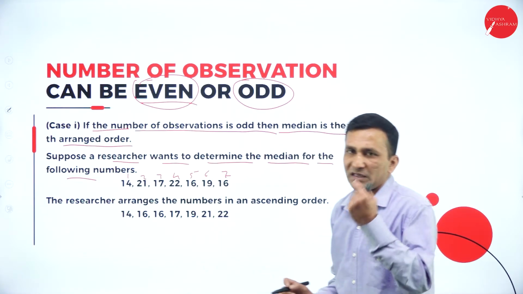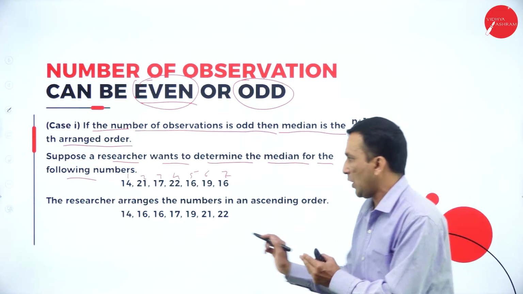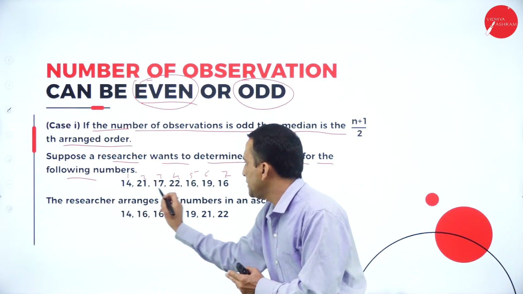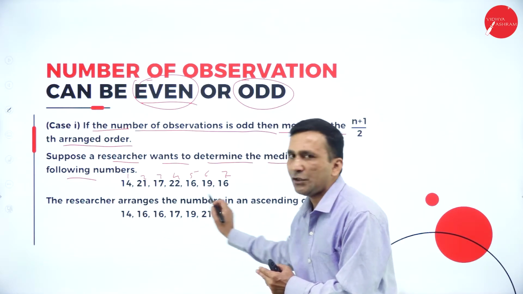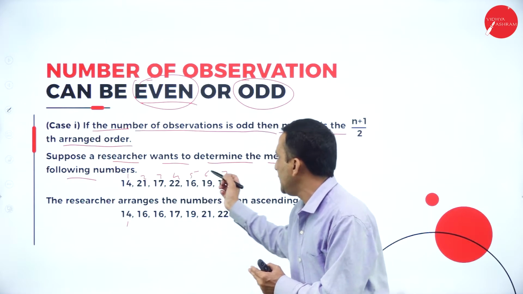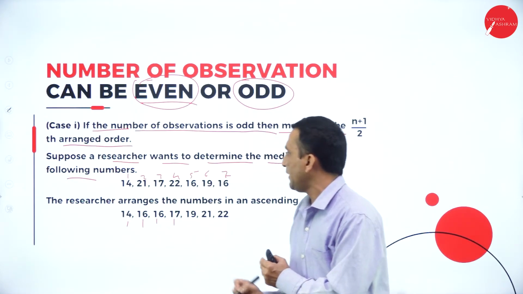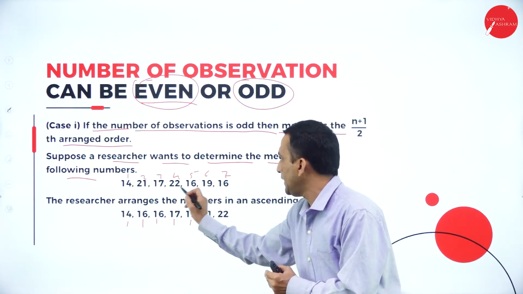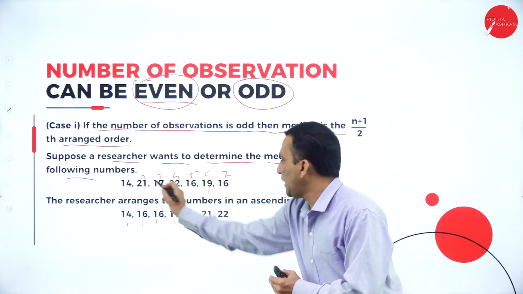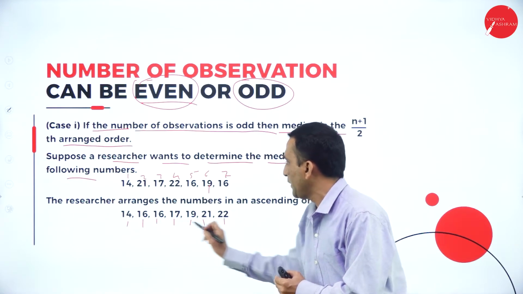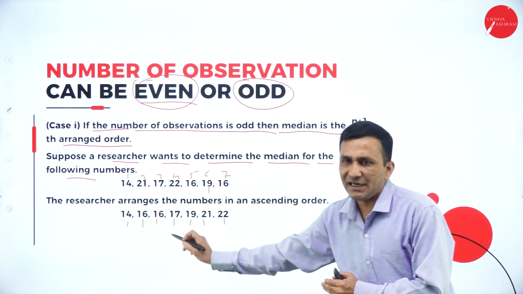So the first step is to arrange in ascending order. The least value from the set of data is 14. The next least value is 16, which came 2 times. Next value 17. Next value 19. Next value 21. Next value 22, because it is arranged in ascending order.